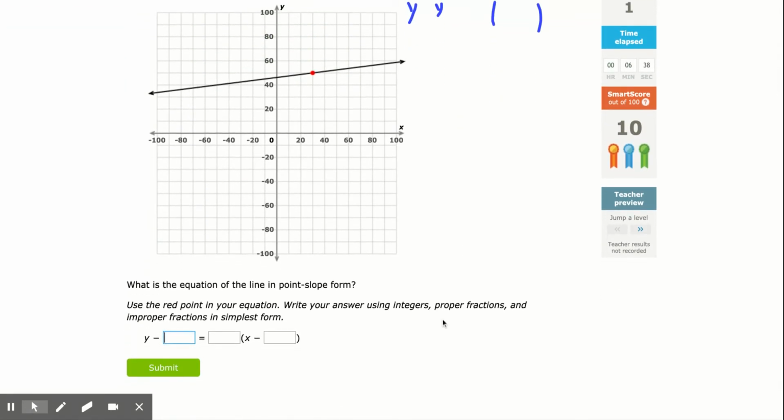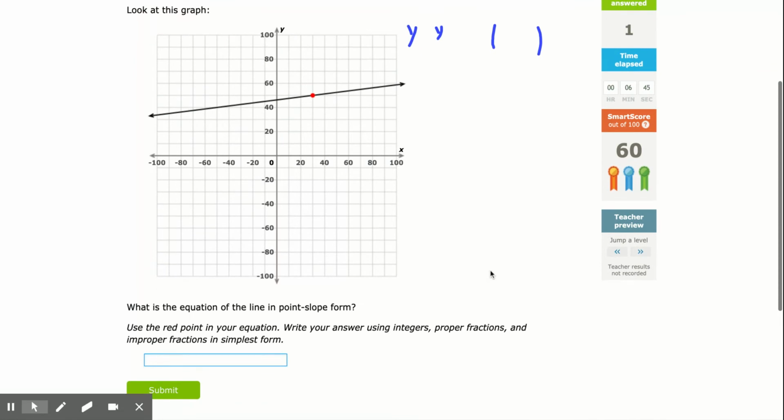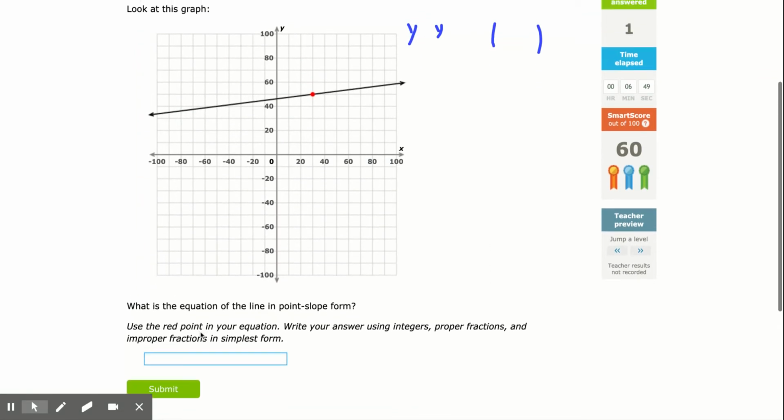All right, here's another equation, but I'm going to jump up because they don't get much harder than this. So here they actually have you type in the whole equation. So again, right off the bat, without even looking, I know I'm going to do a y minus something. Now I'm going to look at my point and find my y value. My y value is 50. So I'm going to do y minus 50 equals.